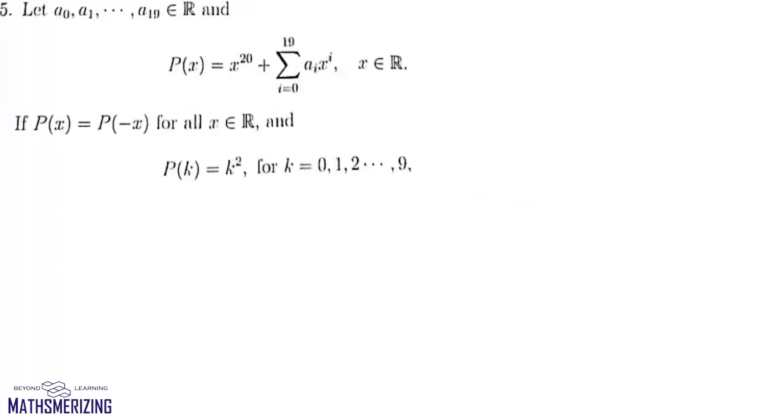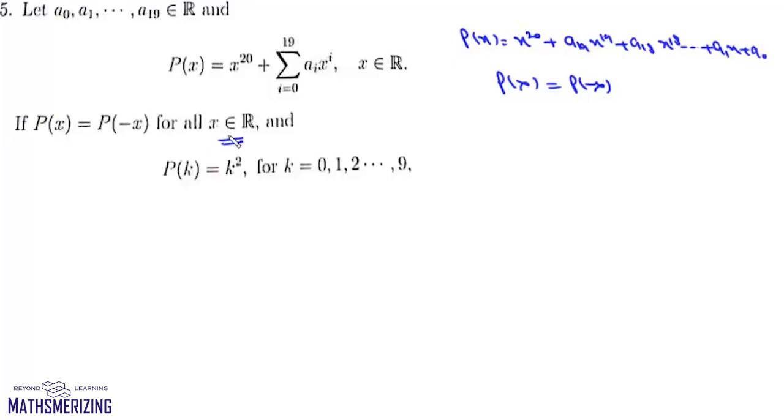Now question number 5: we are given this polynomial p(x), which is x to the power 20 plus a_i x to the power i for all i from 0 to 19. So we can write this polynomial p(x) as x^20 + a19 x^19 + a18 x^18 + ... + a1 x + a0. Now it says if p(x) equals p(-x) for all x belonging to R, that means its odd coefficients must be 0. So a_(2n+1) will be 0.